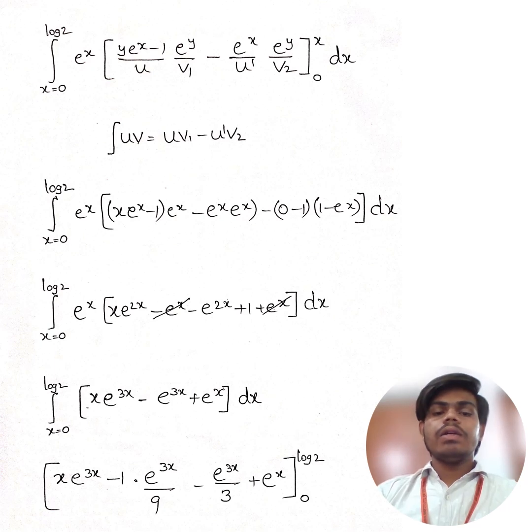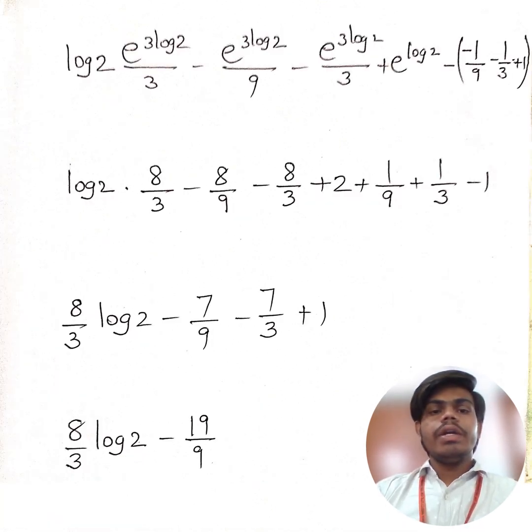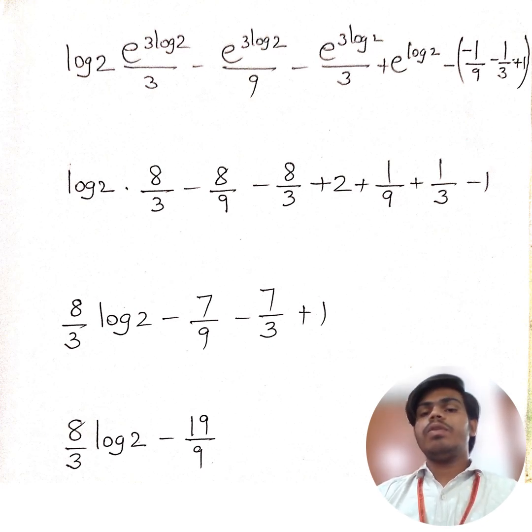On integrating with x, we can see the integrated term: x into e power 3x minus 1 into e power 3x by 9 minus e power 3x by 3 plus e power x. On applying limits x is equal to 0 to log 2, here we can get log 2 into e power 3 log 2 by 3 minus e power 3 log 2 by 9 minus e power 3 log 2 by 3 plus e power log 2 minus, here we substituted the log 2 value in the place of x. Again we substitute the value 0, we get minus 1 by 9 minus 1 by 3 plus 1.